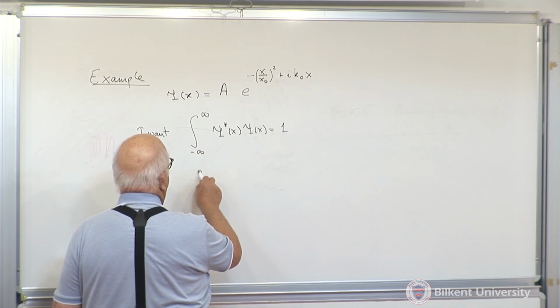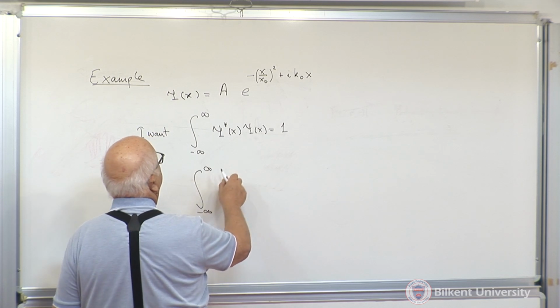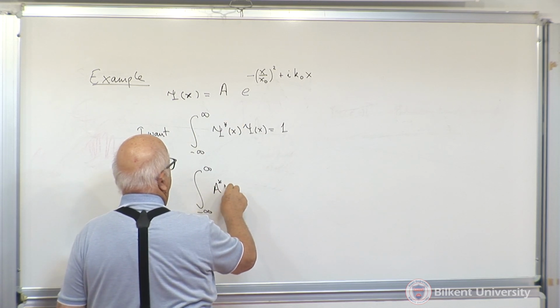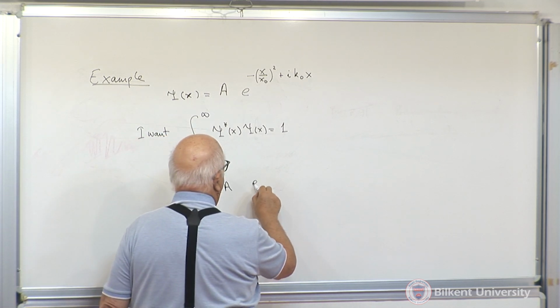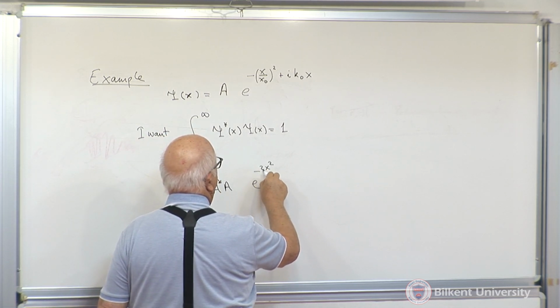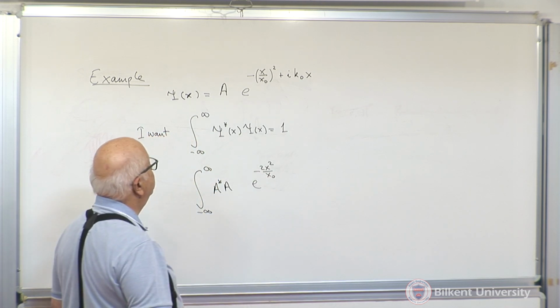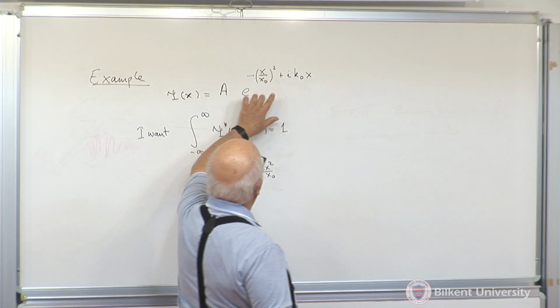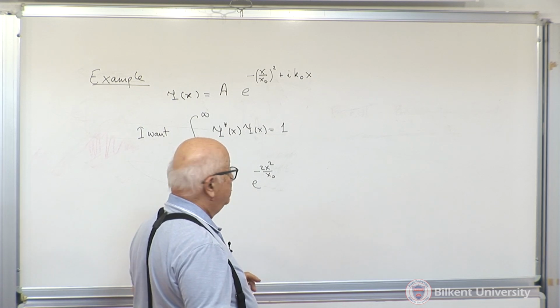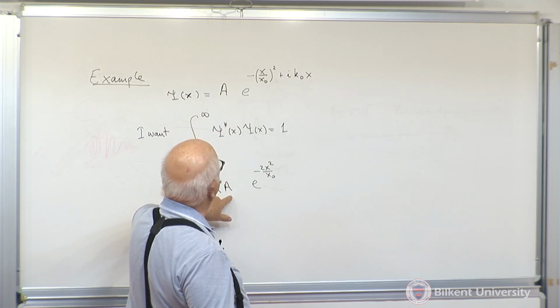Okay, so let's just put this down, minus infinity to infinity, A star A, which will give me a nice positive constant, e to the minus 2x squared over x0 squared, because I'm squaring it. What does the e to the i k0 x turn into? What happens to that term? Plus k naught squared x squared. Careful. Okay, I have to multiply this function with its complex conjugate. Okay, so A is multiplied by A star.